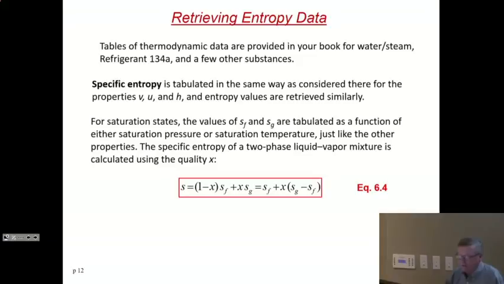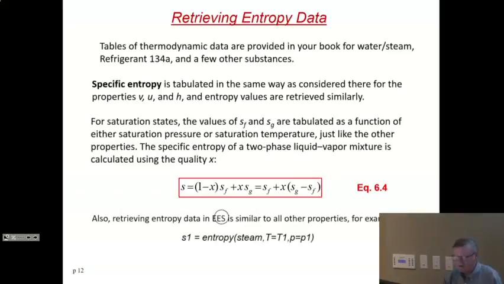Now, if you are within the vapor dome for states between the saturated liquid and saturated gas, then you calculate your entropy by interpolating using the quality X of your mixture of vapor and liquid. So S at a certain state then is 1 minus X times S at the saturated liquid plus X times the value of the saturated gas. This is the same equation as we had for enthalpy and internal energy. In EES, if that's what you use, you can write it exactly the same way as you did with enthalpy and internal energy. You just write entropy.